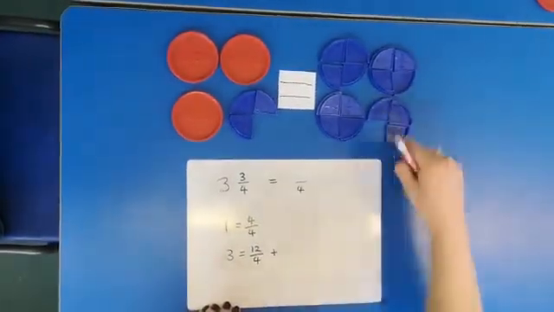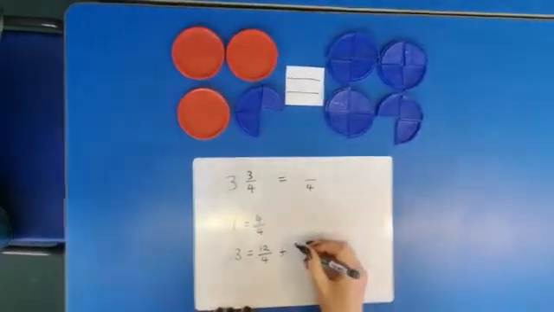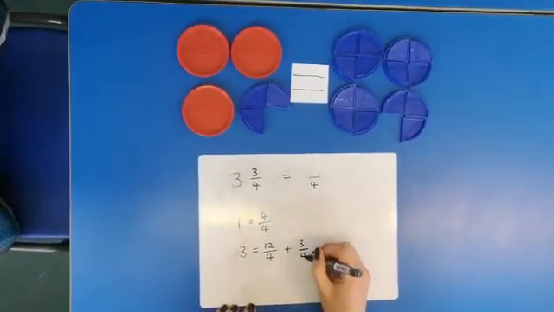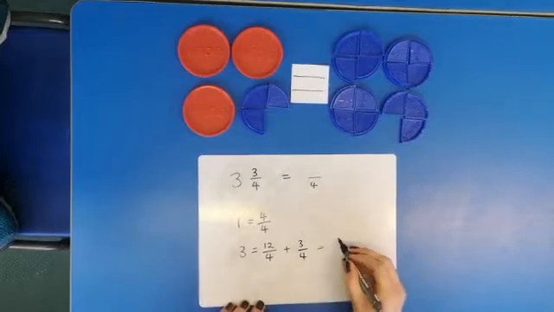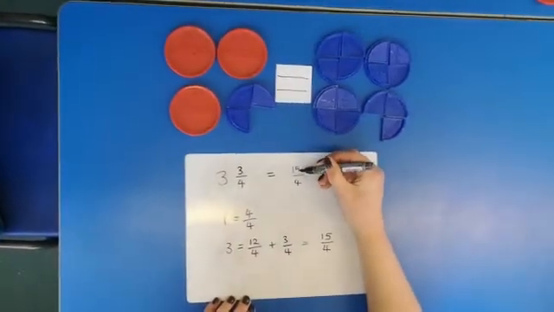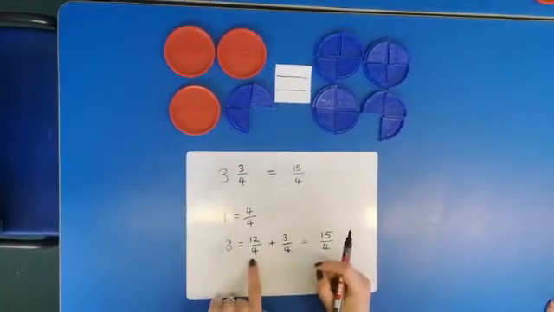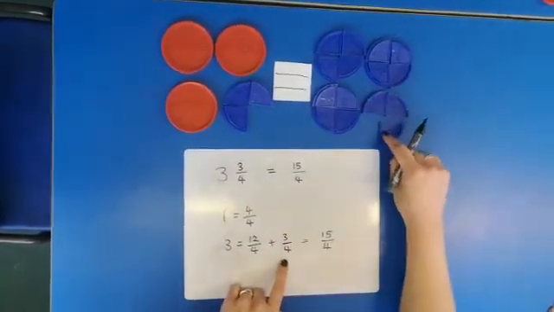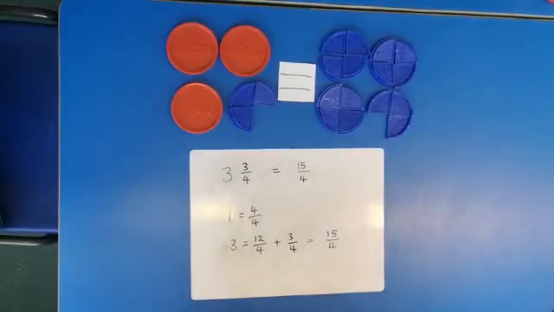Then I need to add on my extra 3/4 that I've got here. And that should give me a total of 15 quarters altogether. So our 3 was 12 quarters, then we add on the extra 3/4 that we had, and that gave us a total of 15 quarters.